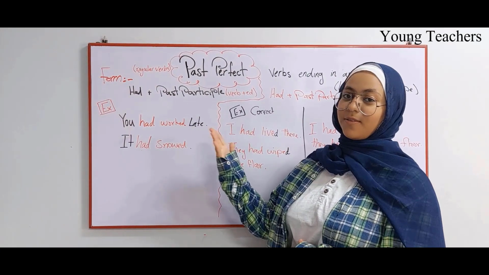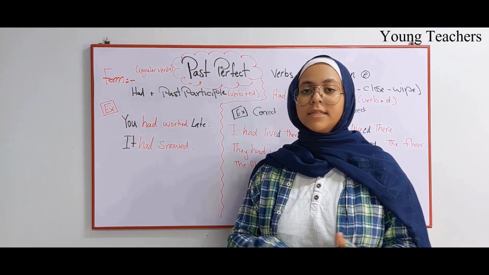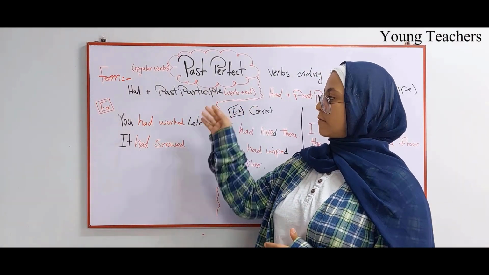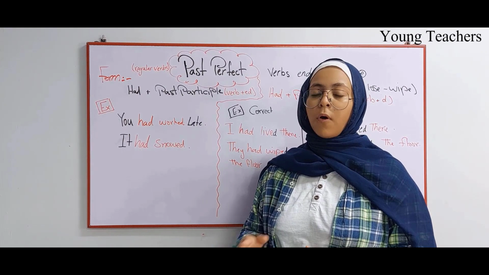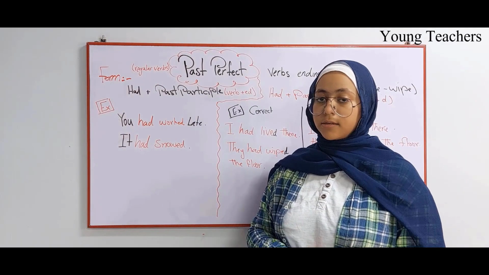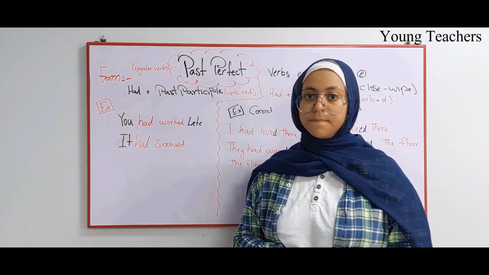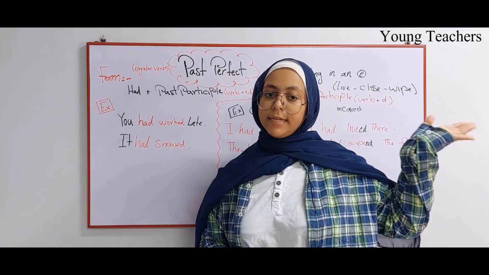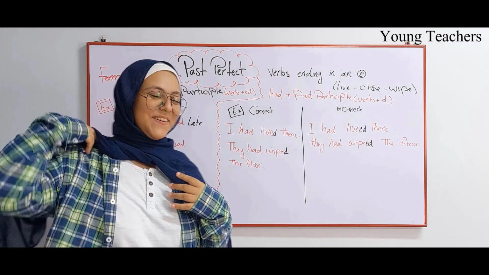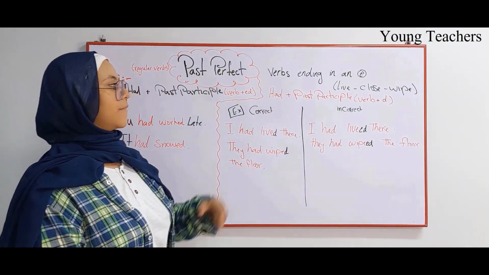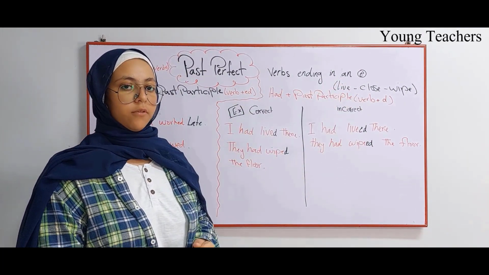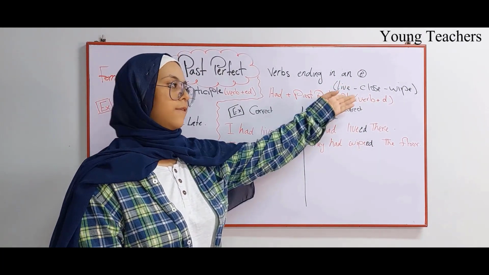Okay, so to form the past perfect, we have regular verbs and irregular verbs. With the regular verbs, had plus past participle, verb plus ed to form the past participle. For example, you had worked late. It had snowed. Now verbs ending in e: had plus past participle, verb plus d to form the past participle. And we have some examples such as leave, close, or wipe.